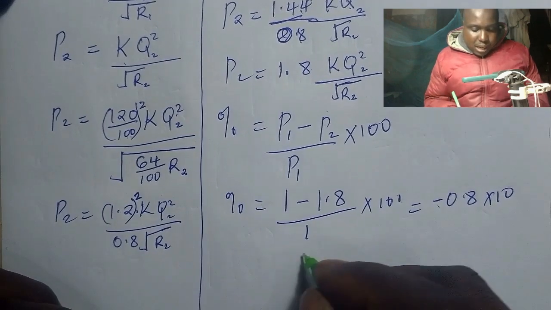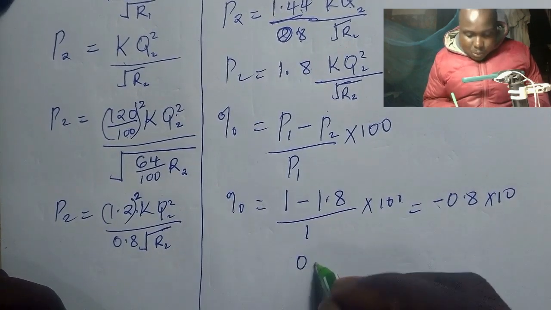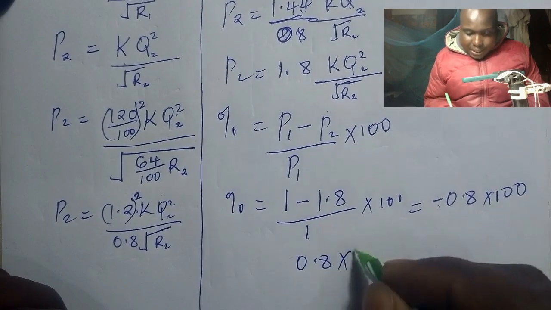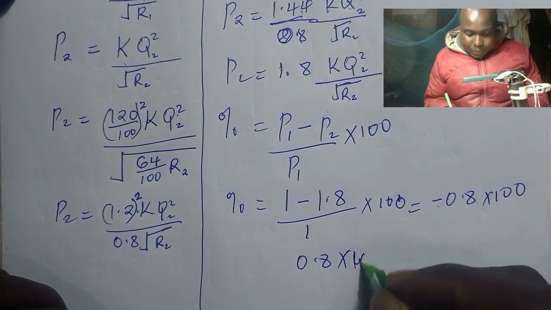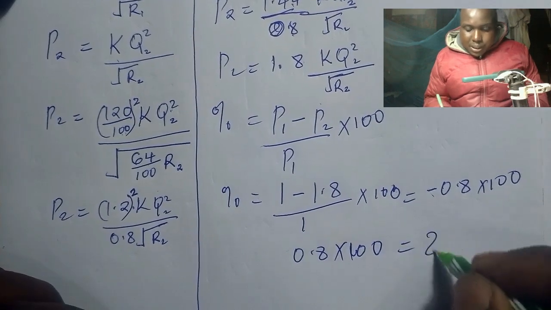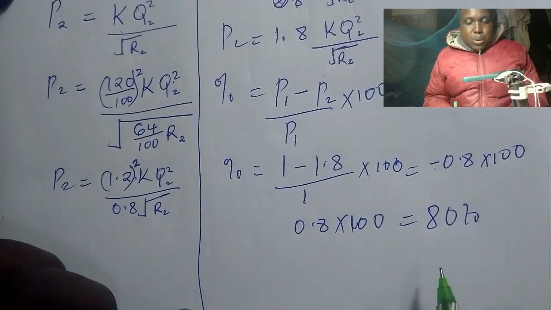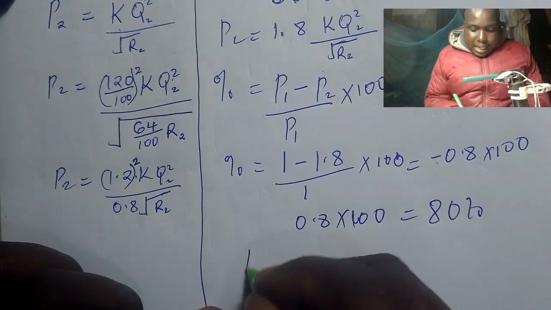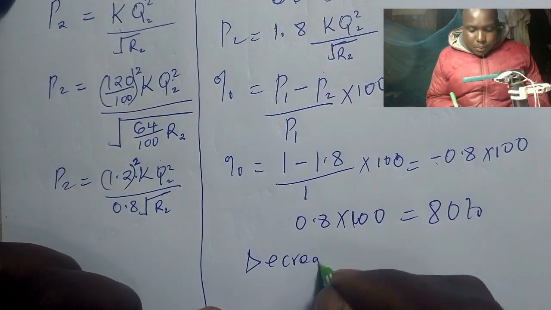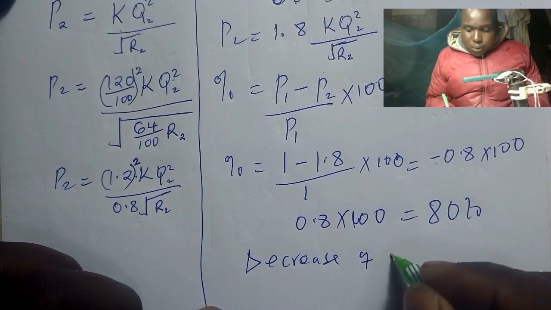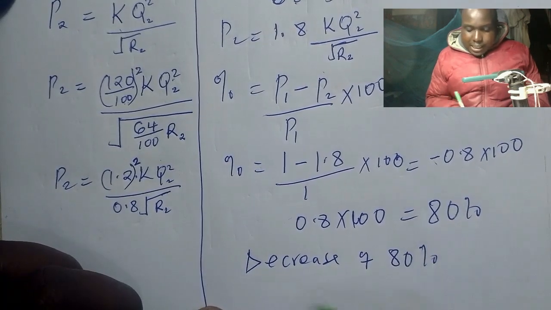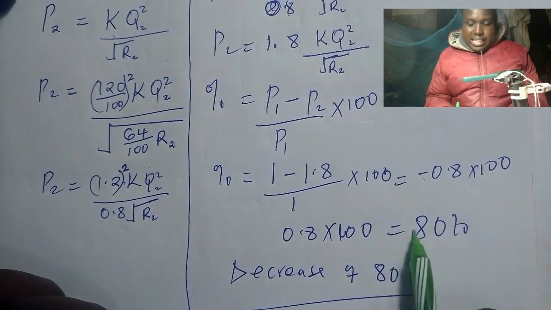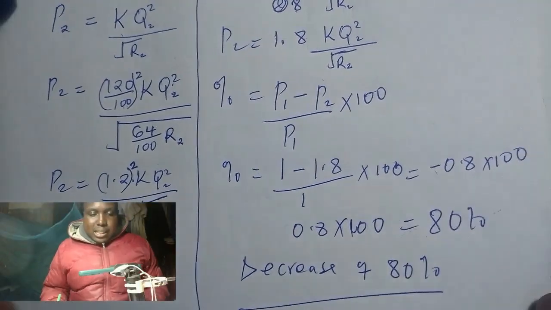So we are going to have now 0.8 times 100, and that one will give you 80%. So because it was negative, then you say a decrease of 80%. You don't write negative 80. No, you write it as a decrease.